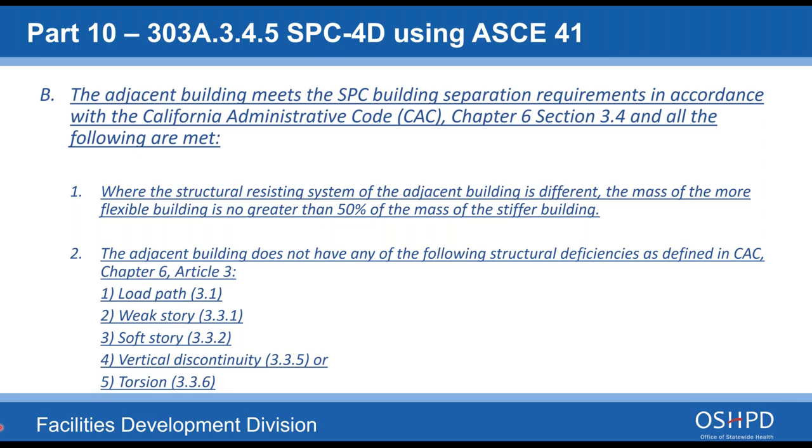And then the second criteria was that you do not have what's called a fatal flaw in a building, such as load path, weak story, soft story, vertical discontinuity, or torsion. If your building has any of these vulnerabilities, then it is susceptible to collapse in an earthquake. So if the adjacent building to the one that you're going to retrofit to SPC 4D does not have any of these, and it satisfies the requirement in the CAC, then you do not need to do a pounding evaluation, okay? So that was the criteria that was decided on, the additional requirements by which you can avoid doing a pounding evaluation. Next slide.